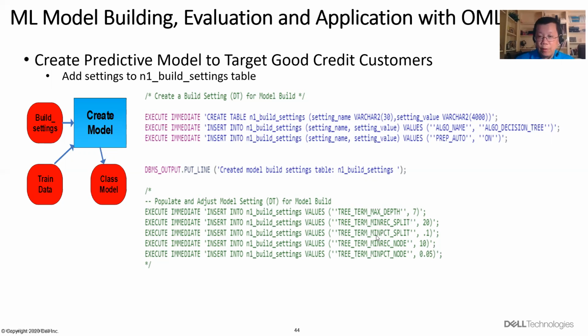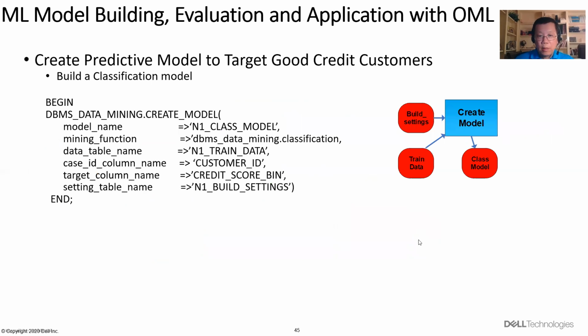We arbitrarily put in one set of settings, and then we call this create model function. This is the syntax. The first argument is the machine learning model. This is a table. When this function completes, it will create a machine learning model inside this table. Then the second argument is what algorithm you use. In this case, I'm using classification.